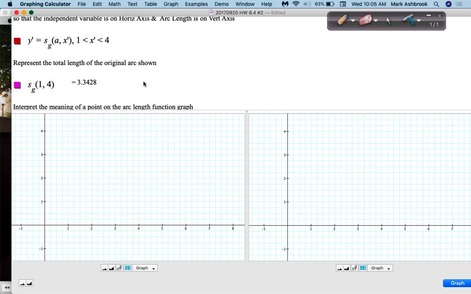What about it? Is this right? So this means that we're going to start at a equals 1 and we're going to integrate, or accumulate arc length, all the way to 4. Is that the total length? So the total length of that arc is 3.3428.